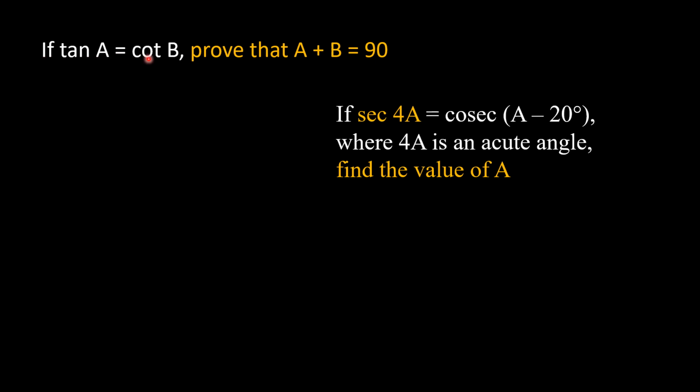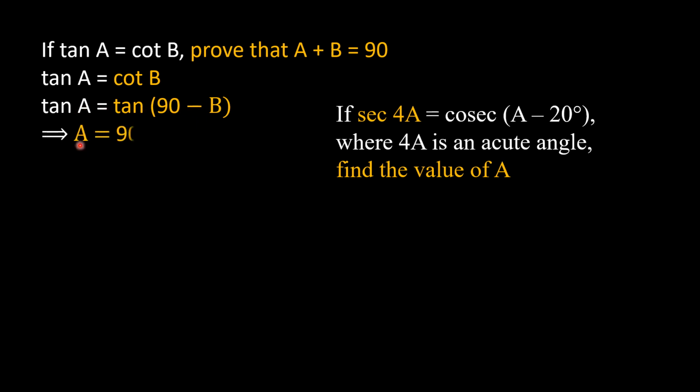If tan A equals cot B, prove that A plus B equals 90. We have tan A equals cot B. We can change tan to cot or cot to tan. But here we will change cot B and we write tan A equals tan 90 minus B. Here on both sides we have tan, so we can equate the angles. So we write A equals 90 minus B, which will be A plus B equals 90, which is to be proved.